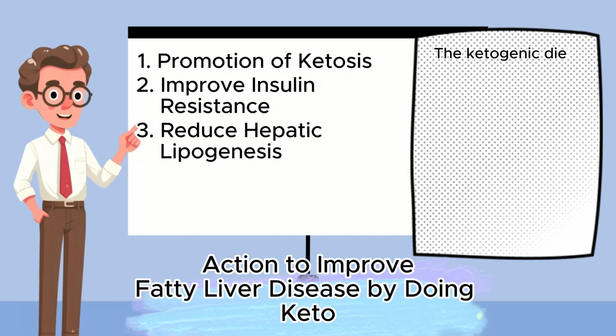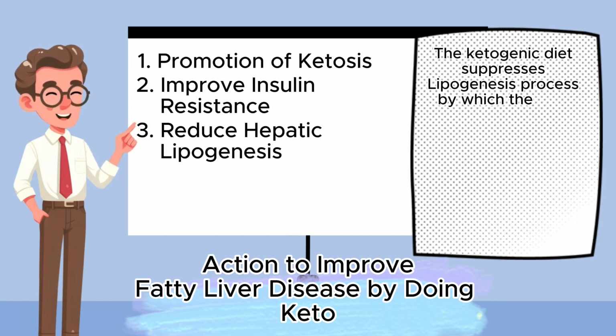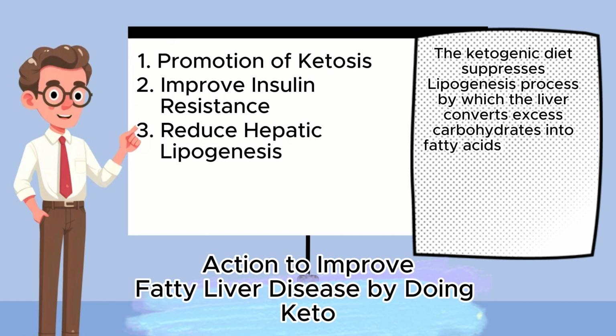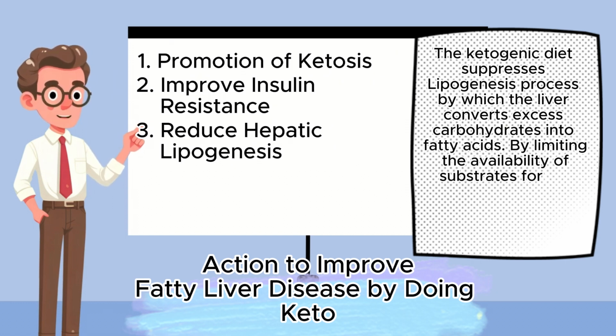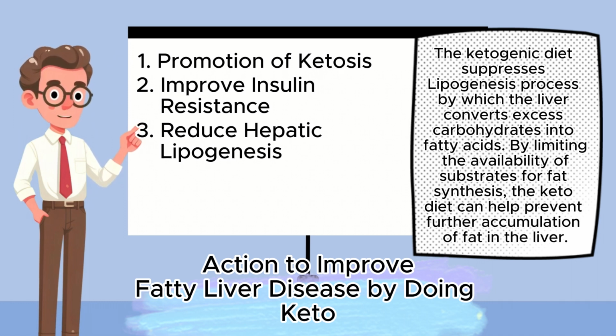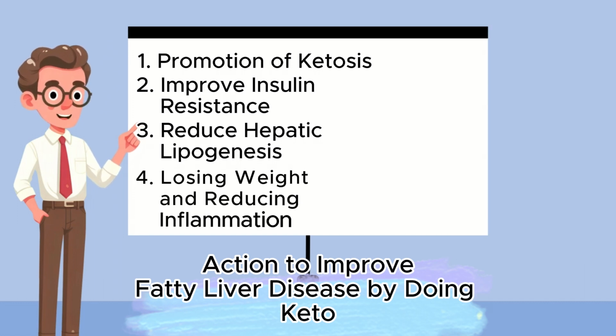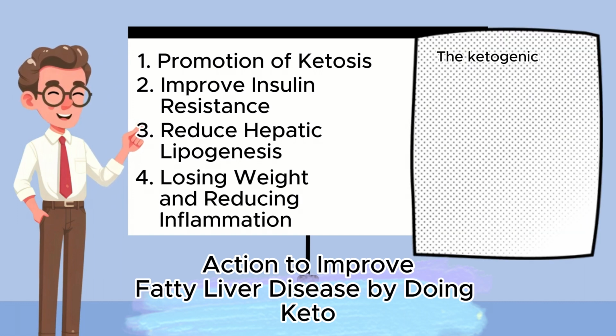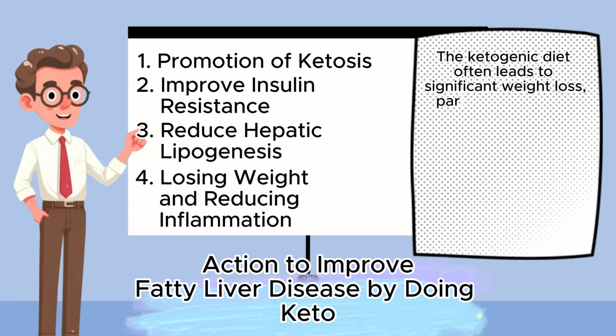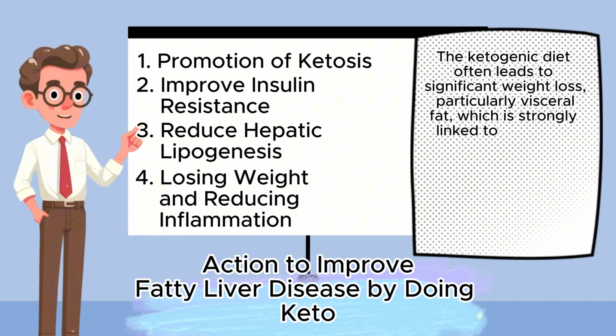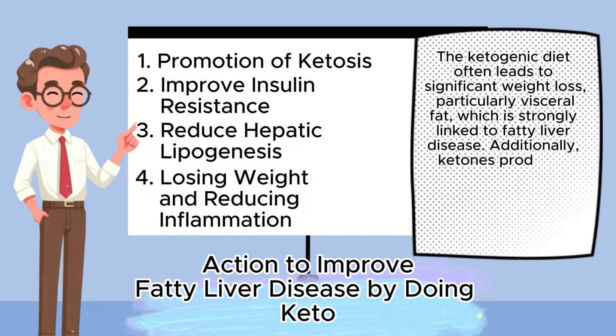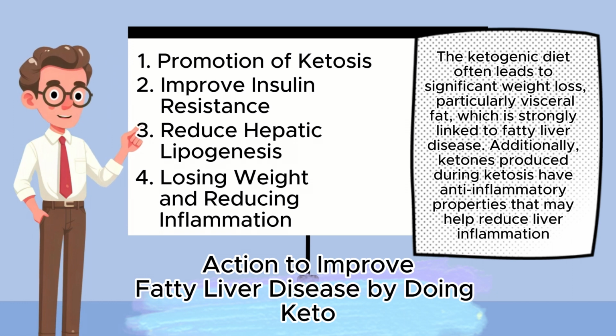The ketogenic diet suppresses lipogenesis, the process by which the liver converts excess carbohydrates into fatty acids. By limiting the availability of substrates for fat synthesis, the keto diet can help prevent further accumulation of fat in the liver. Number 4. It's weight loss and reduced inflammation. The ketogenic diet often leads to significant weight loss, particularly visceral fat, which is strongly linked to fatty liver disease. Additionally, ketones produced during ketosis have anti-inflammatory properties that may help reduce liver inflammation.